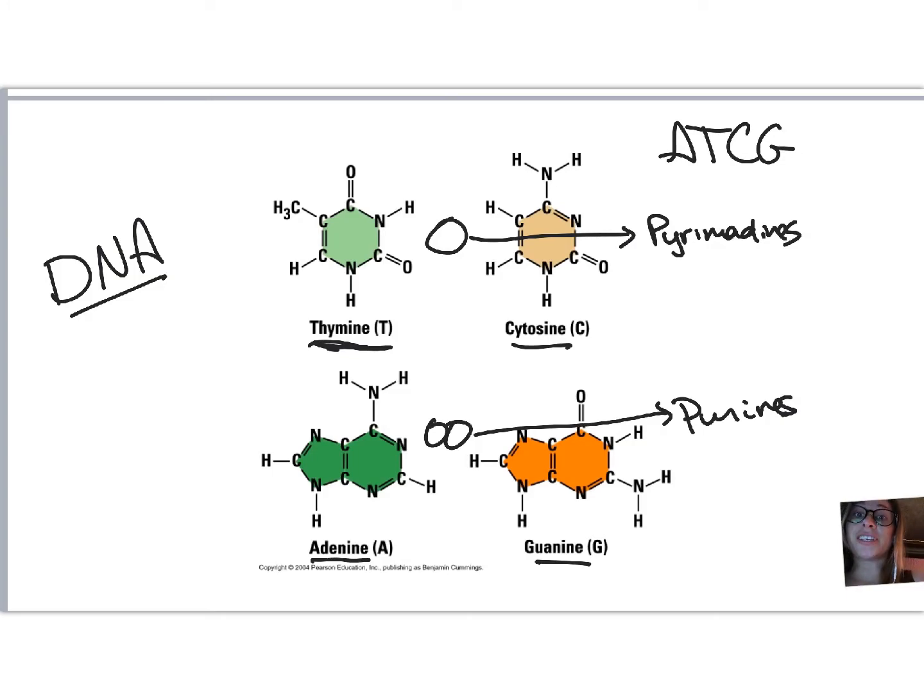some of the important things are you're going to need to know which is which. So if I ask you if T or thymine is a purine or a pyrimidine, you're going to need to have the answer for that. So here's one of the ways you can remember. Well, let me start by erasing some stuff. All right.